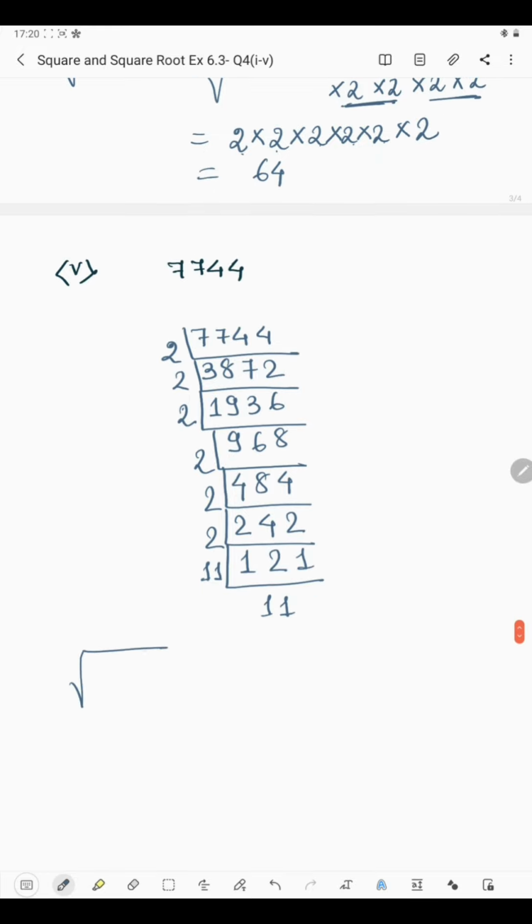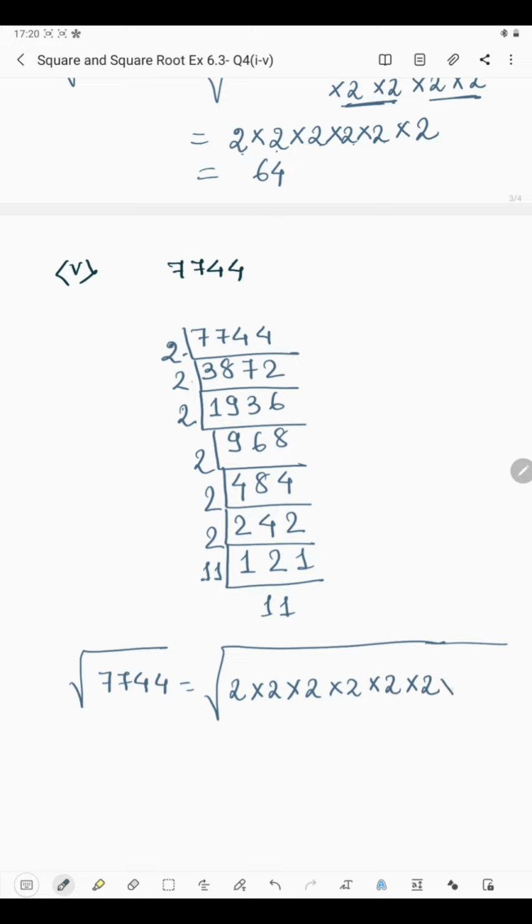So the square root of 7744 will be, we'll put the square root again. Now how many 2s? 1, 2, 3, 4, 5, 6. So in total we have 6 2s, and 2 11s. Okay. Now make a pair. We'll just make pairs of two numbers.